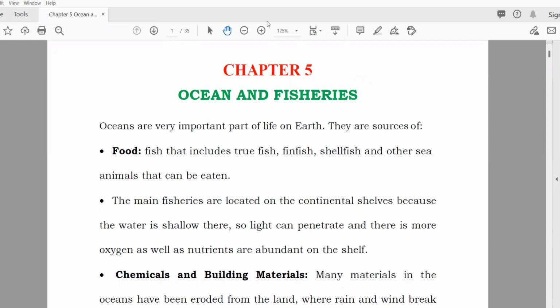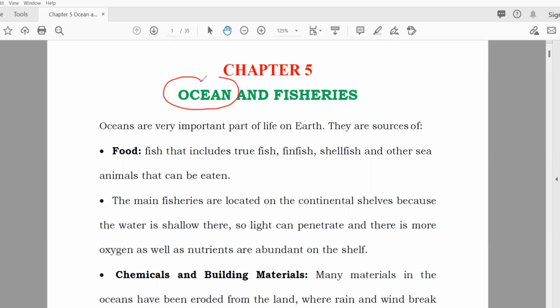Today we're going to revise topic 5, or chapter 5, and in this chapter we will discuss the ocean and fisheries. At the end of the chapter, we will also summarize how many topics are included in the syllabus, and we will see whether we have covered all the chapters and topics or not. Okay, so let's start from the beginning: ocean and fisheries.